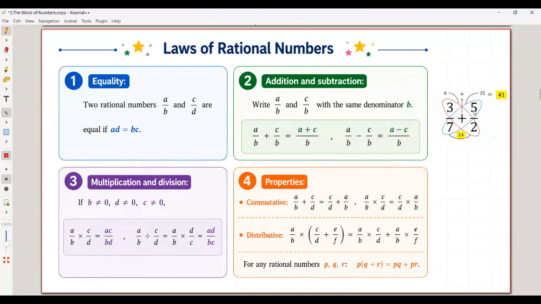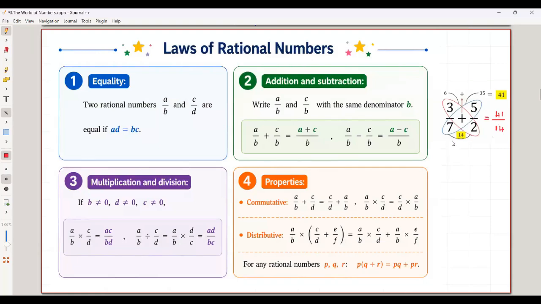3 by 7 and 5 by 2. Both have different denominators. First, multiply the denominators: 7 twos are 14. And do the cross multiplication: 3 twos are 6, plus 7 fives are 35. 6 plus 35 is 41. So 41 by 14 is the answer.